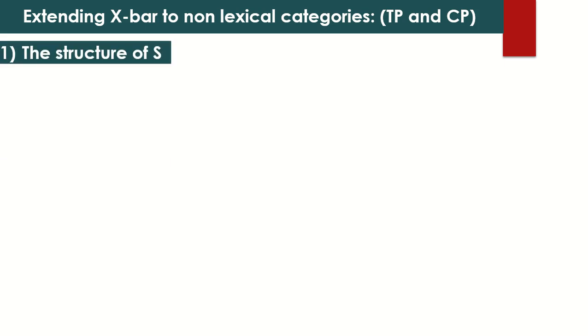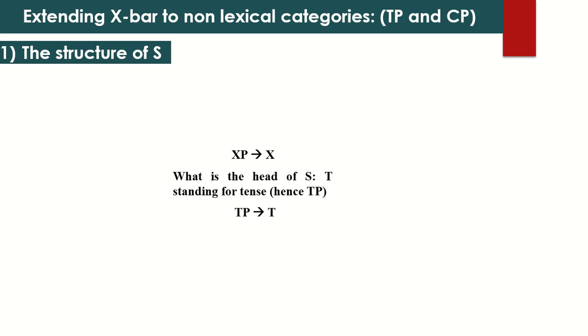Now let's move to extend the X-bar theory to non-lexical categories, TP and CP, that is S and S bar in phrase structure grammar terms. Let's start with S. If you remember, for every XP we need X. Now what is the head of S? Is it the subject? Is it the PP? Is it the tense? We decided that it is the tense, and this is why the sentence becomes a TP. It's called a TP, it's no longer S. Okay? Now let's see how.